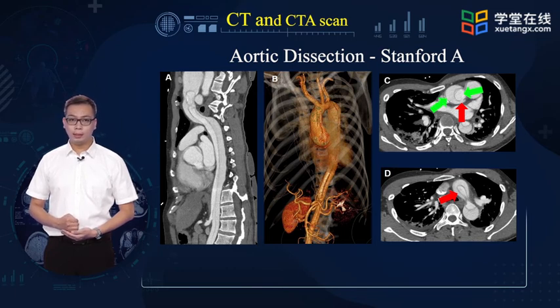The density of the false lumen is usually lower than the true lumen because of flow velocity differences. The flow velocity of the contrast in the true lumen is faster than in the false lumen, resulting in a bright white true lumen and gray false lumen.